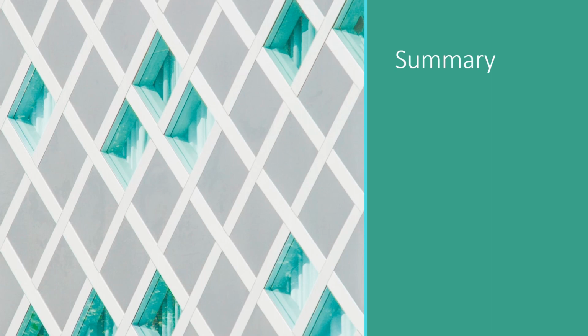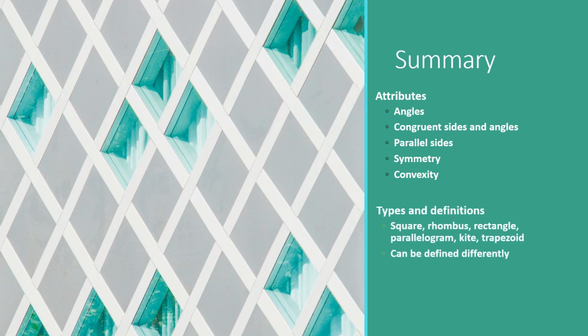So let's summarize what we just talked about. We talked about some of the attributes of a quadrilateral, like having a right angle, congruent sides and angles, parallel sides, symmetry, and convexity. Using these attributes, we defined what it means to be a square, rhombus, rectangle, parallelogram, a kite, a trapezoid. And at the end, I pointed out that you can define things differently, but one definition may be preferable to the other. So next time, we'll talk about how these types are related to each other.